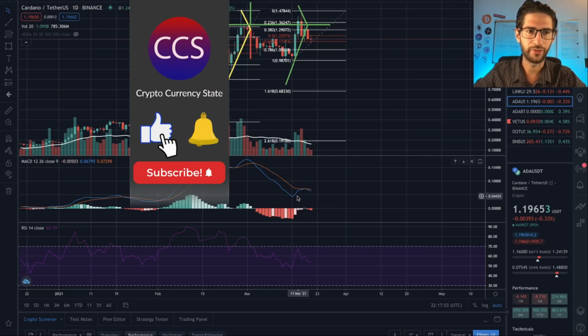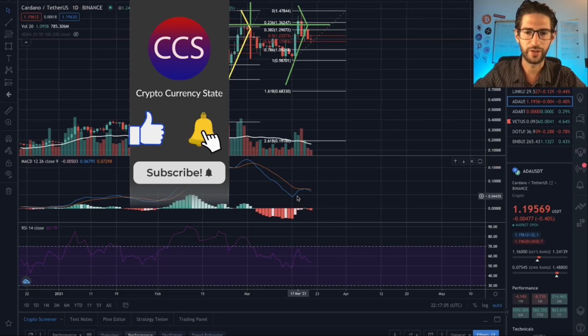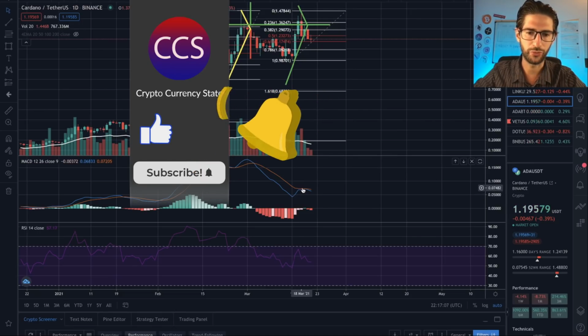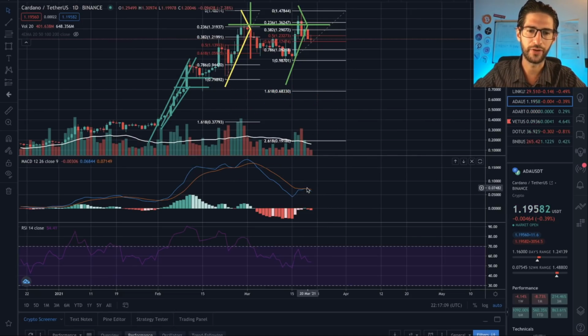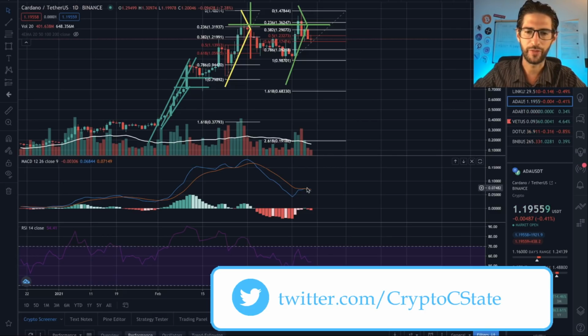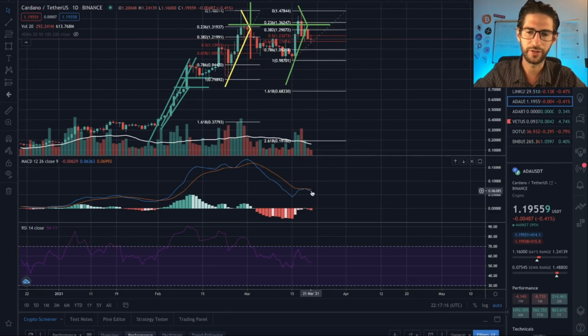The MACD we are seeing in 1 day, in daily candles. It was supposed to break here and give us an upward cross from the MACD, but then we seem to be continuing the downtrend here, and the RSI right now is neutral.